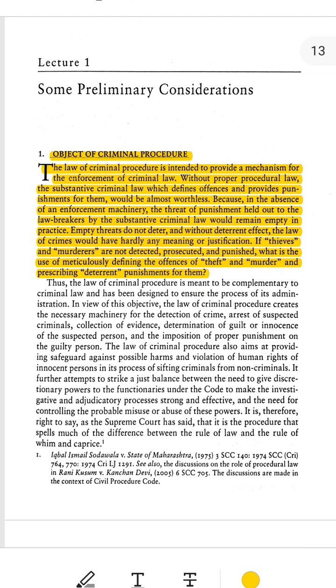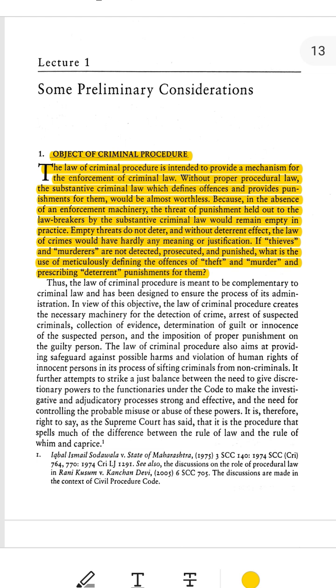It answers questions like, how do we catch someone who did something wrong? How do we take them to court? How do we decide if they should be punished? What kind of punishment should they get? This process is very important because it helps the police, lawyers, and judges know what to do in each case. Without it, things would be confusing.